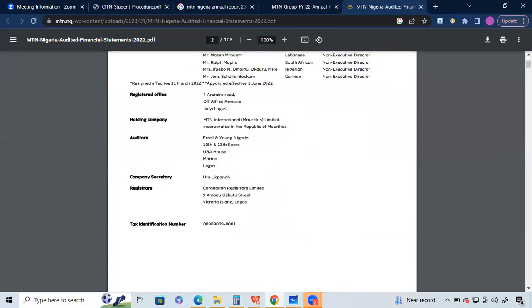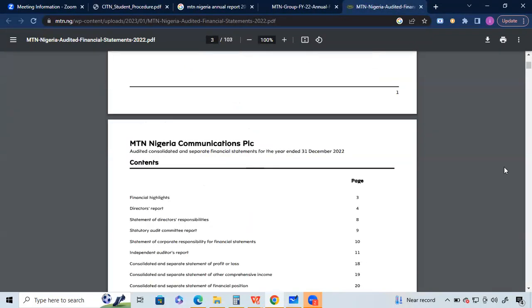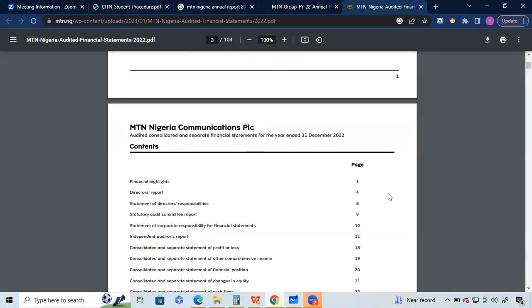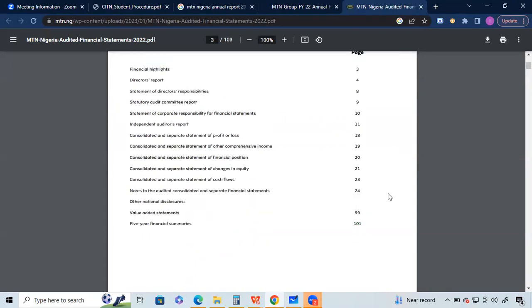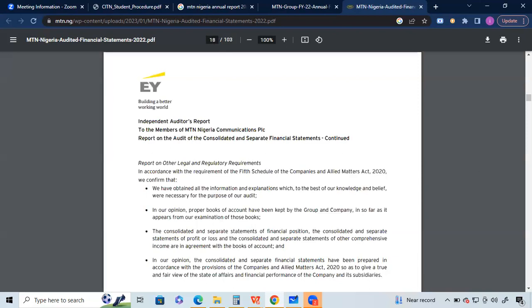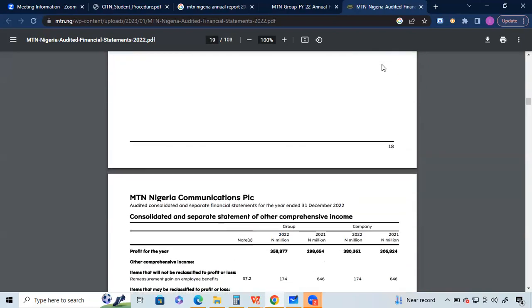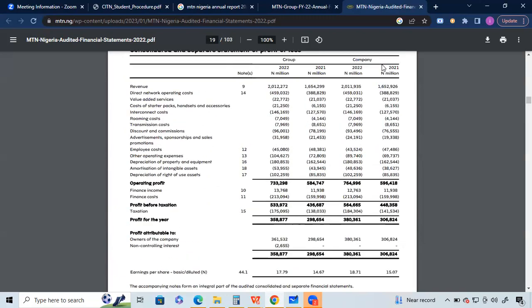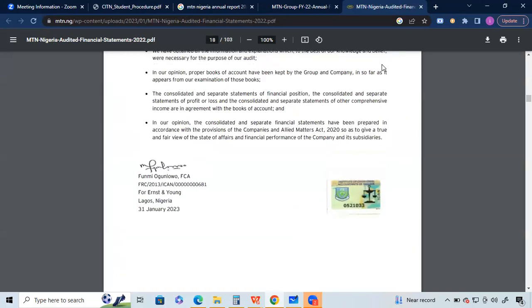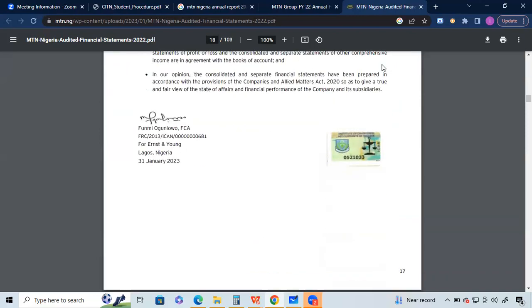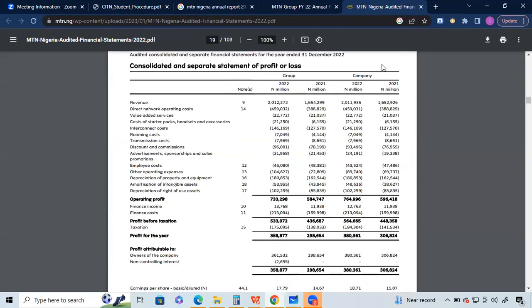So this is MTN World. This is MTN Nigeria. The financial statement is starting from page 18. Is this correct? Please hold on, sorry. Okay, so this one is in our currency. So we have the words, there's a statement of profit or loss.